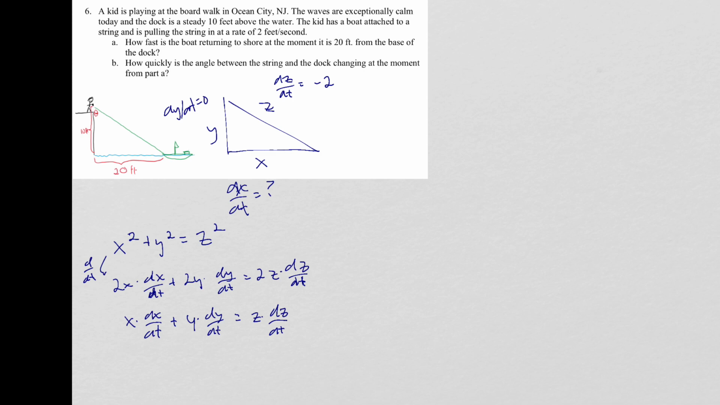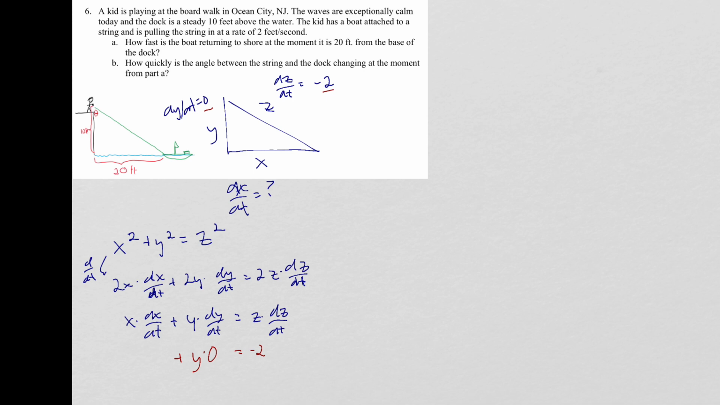Now, what do we know? Well, we know dy over dt is 0, so I'm going to get a 0. I know dz over dt is -2. So I'm going to make that equal -2. So I'm just going to write y times that, because we're going to get 0 out of that. Doesn't matter what the y value, what the height is. It's 10. I guess, well, it's fine. We'll leave it like that.